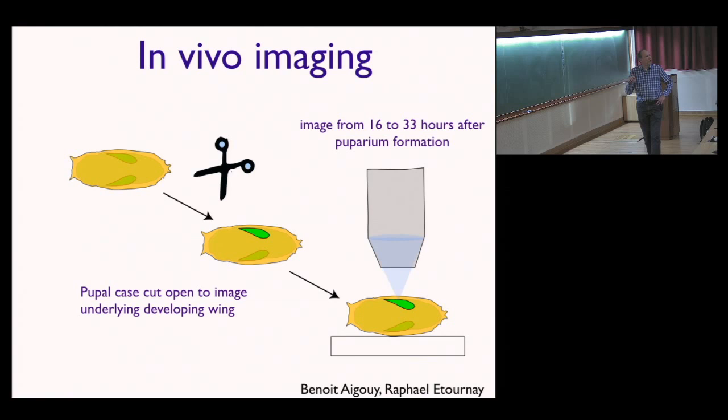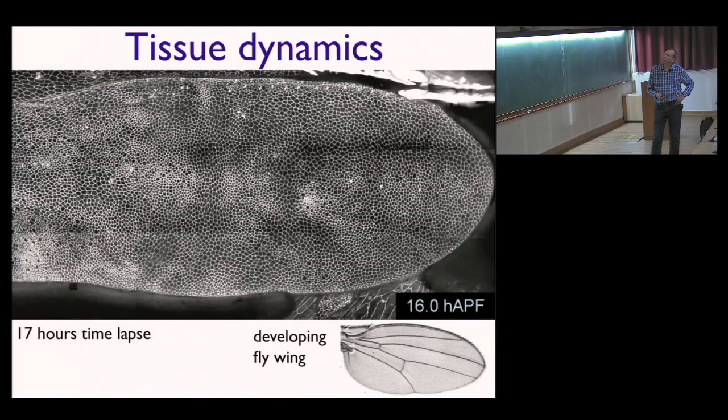The wing is sort of close to the surface and one can directly observe it. Roughly starting from 16 hours after pupa formation, one can do that. At the earlier times, cutting the pupa open damages the animal, but after 16 hours, it continues to develop normally, even with this hole. And this is now a pupal wing observed by cutting open the pupal case.